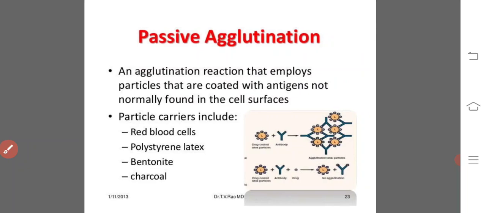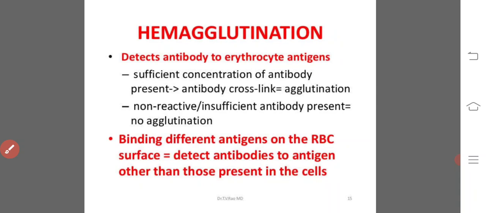Passive agglutination is an agglutination reaction that employs particles that are coated with antigens not normally found on their surfaces. Particle carriers include RBC, polystyrene latex, bentonite, and charcoal. Hemagglutination detects the antibody to erythrocyte antigens. If a sufficient concentration of antibody is present, then the antibody cross-links with the antigen and forms the agglutination. If the antibodies are non-reactive, or insufficient antibody is present, then there is no agglutination at all. Binding different antigens on the RBC surface detects the antibodies to antigens other than those present in the cells.